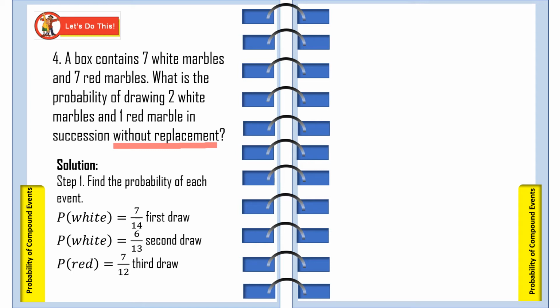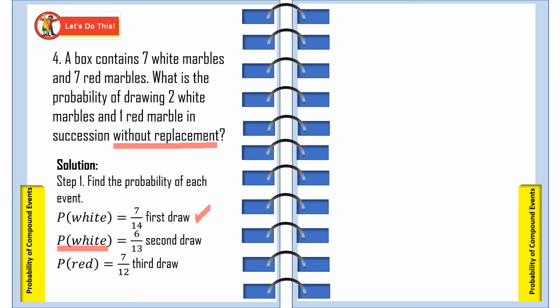So, we have 7. Okay? 7 over 14. Yun yung ating first draw. 7 yung white marbles and then we have a total of 14 marbles sa loob ng box. Next. Another draw. Pipili ka ulit. Ang goal mo is makakuha ulit ng white. So, ito na. Magiging 6 na lang. Bakit? Sir, naging 6, hindi 7.